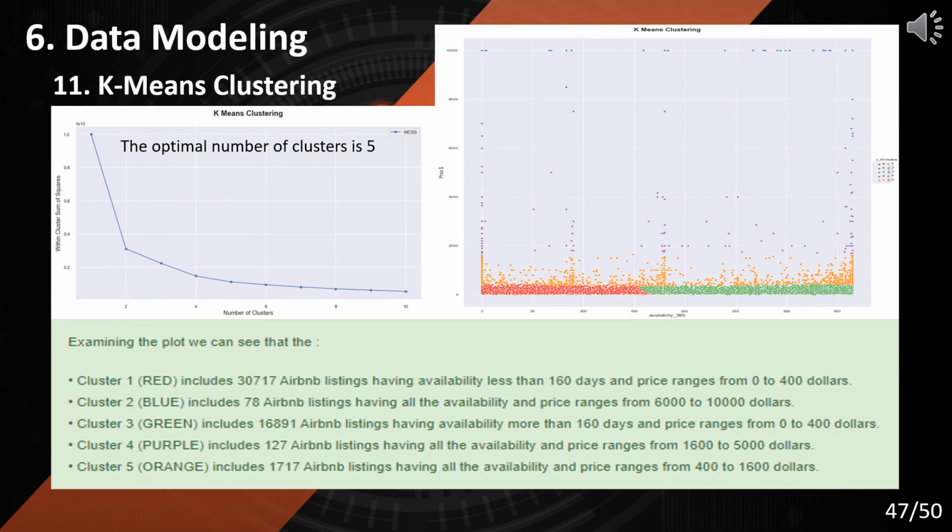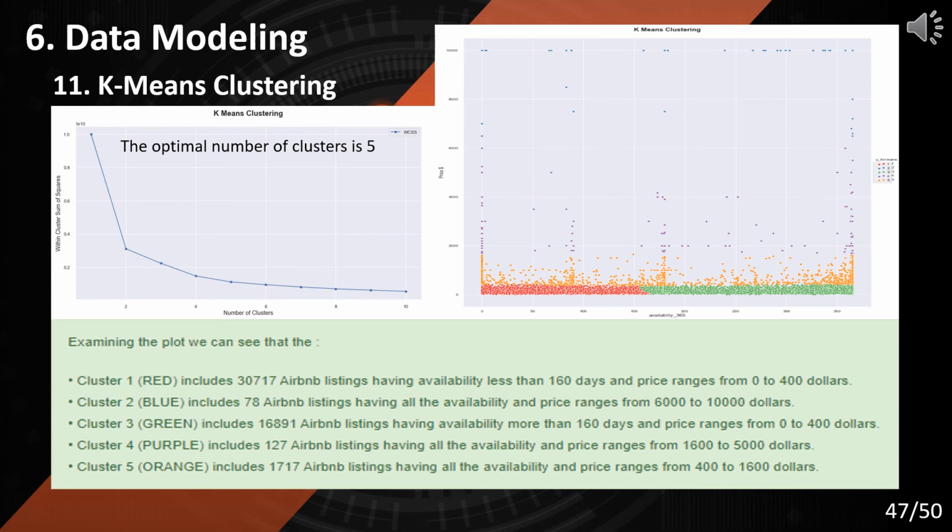Finally, we explore an unsupervised model, which is k-means clustering. First, we try to find the optimal number of clusters to classify the dataset by using the k-means algorithm, which is 5. By the visualization of how the clusters have been created based on each feature, we can see some clear boundaries for the clusters only for availability 365 and price.